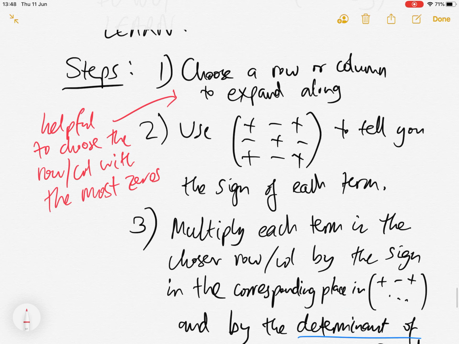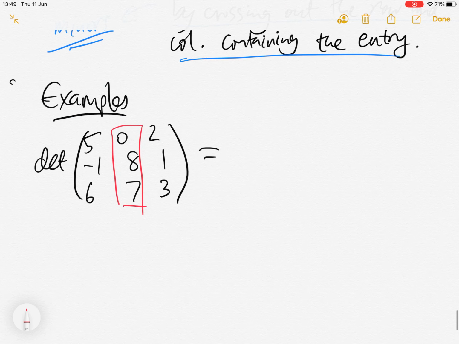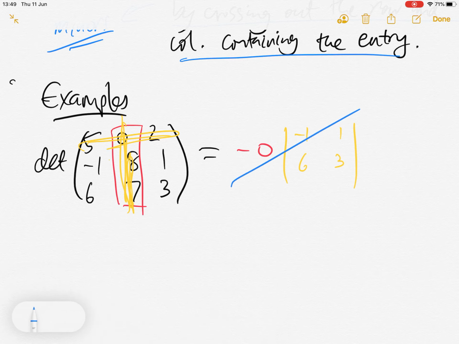Now use the plus minus plus. We're using the middle column this time. So the first thing's a minus, minus 0. And then what do we do? We cover up the row and column containing 0. And then what's left? Minus 1, 1, 6, 3. So that would be the determinant. But actually it doesn't matter for us because it's a 0. So this term is already 0.